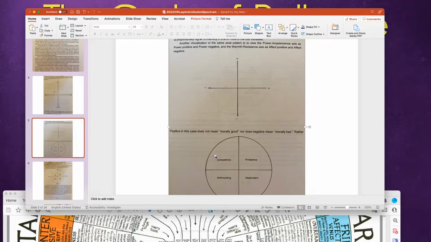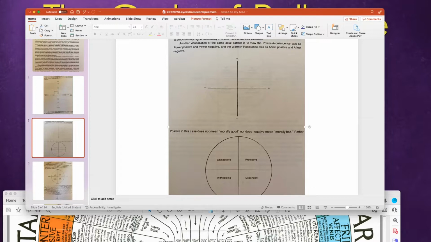Okay. Interesting. Now, to David's point, at this very moment, could I rotate this in such a way and say, well, of these four, can you say that one of them would be more likely to be outgrid? Your choices are competitive, protective, dependent, withholding. Which one do you think would be more outgrid? Competitive. I would say competitive. By default, that means dependent has to be ingrid, and that resonates. That's fine. Is protective more likely to be upgrid or downgrid?